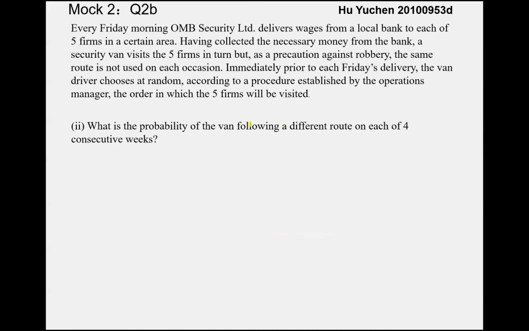What is the probability of the van following different routes on each of 4 consecutive weeks? From question 1, we know the total number of routes is 120. So in week 1, we can choose one from those 120 routes. But according to the condition that the routes must differ, we cannot choose the one we have used in week 1. So in week 2, we can only choose one from the other 119 routes.